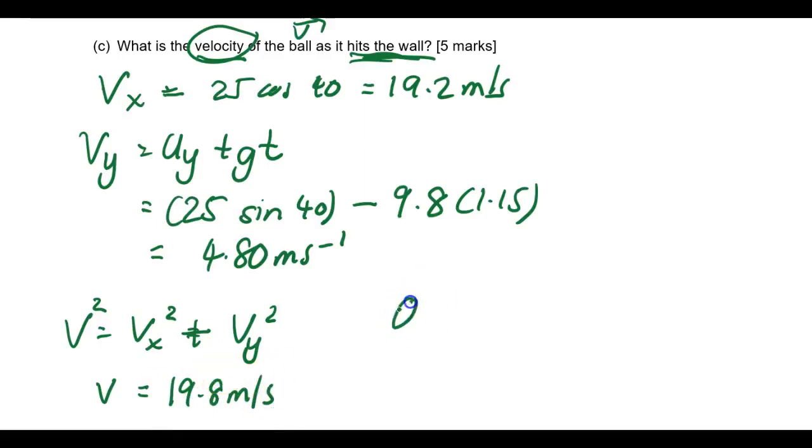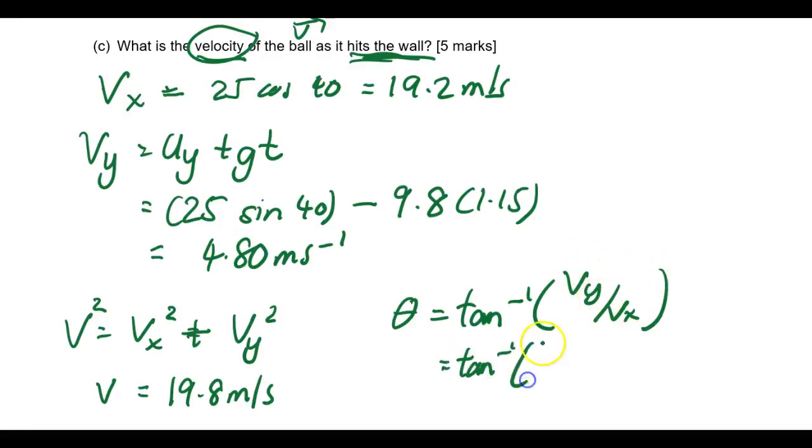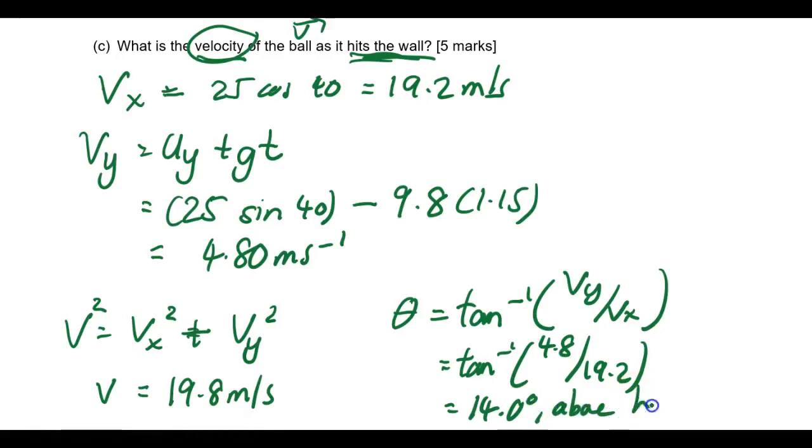And again, about the angle here, you can use the inverse tangent of Vy over Vx. And since Vy is positive, you can safely say that it is above the horizontal here. But you have to plug in the value. And this 4.8 divided by 19.2 happens to be 14.0 degrees above the horizontal. So that's the quick answer.